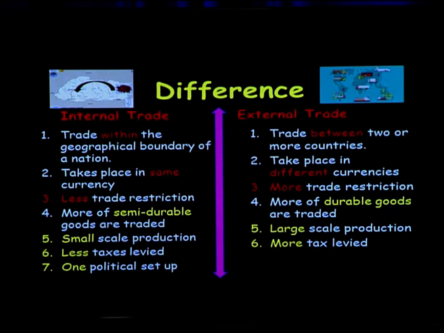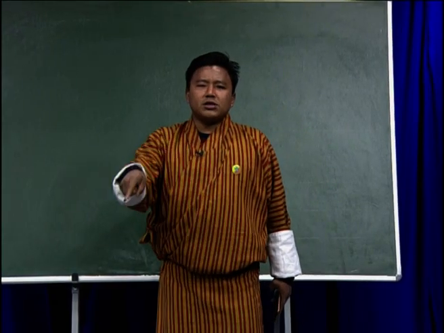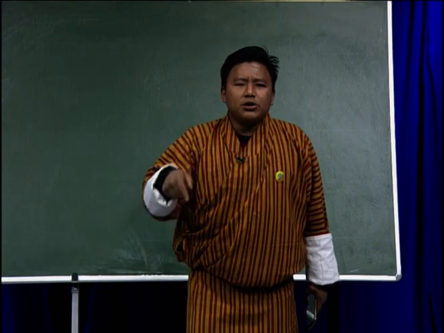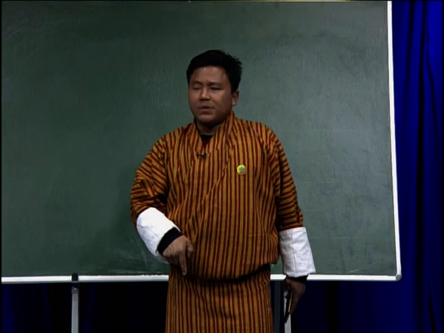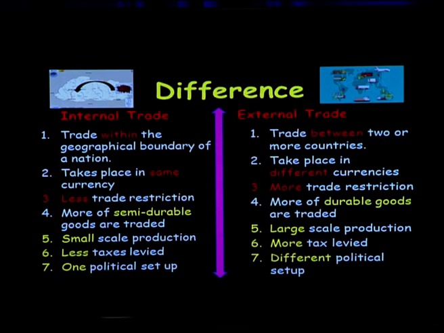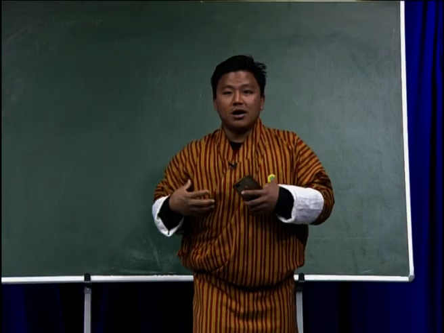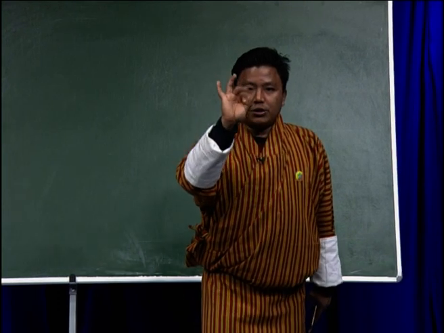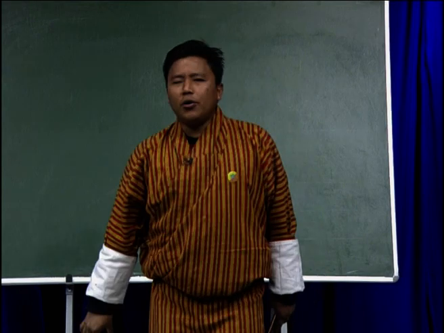In internal trade, there is only one political system, because it happens within the nation. Simple example: when exchange of goods and services happens within Bhutan, there is involvement of only one political system, that is the Bhutanese political system. But in external trade, there are two or more political systems. For example, when we exchange goods and services between Bhutan, India, and Bangladesh, how many political systems are involved? Three political setups: the political system of Bhutan, the political system of India, and the political system of Bangladesh.